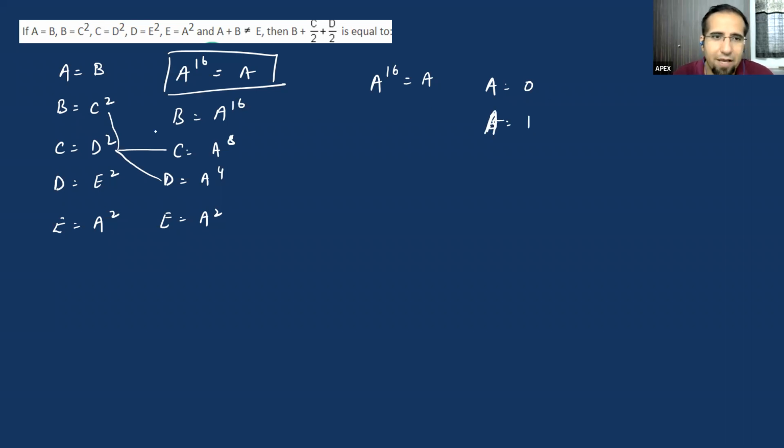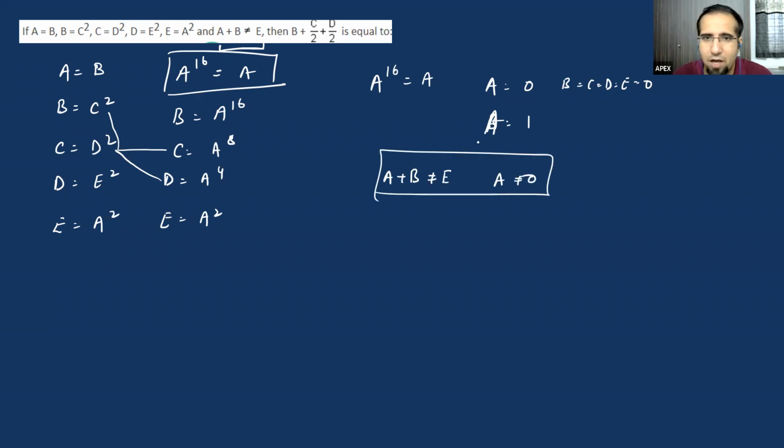Now, what if A is 0? If A is 0, all the values become 0. Then you need to understand that B is equal to C is equal to D is equal to E, which is equal to 0. If that is happening, then this condition gets violated: A plus B is not equal to E. Now, just because I'm given that A plus B is not equal to E, we need to understand that A cannot be equal to 0. So the only option that we have is A is equal to 1.